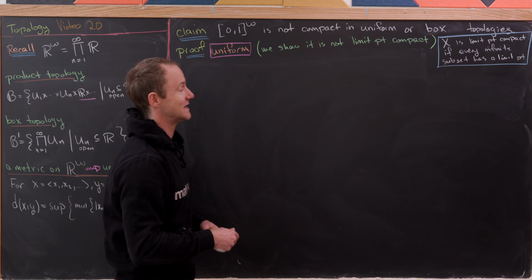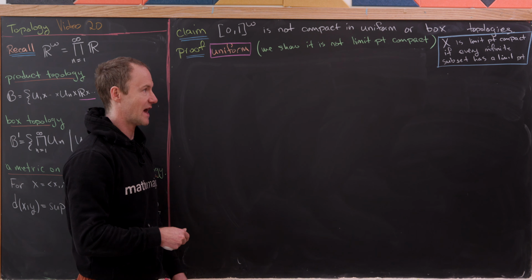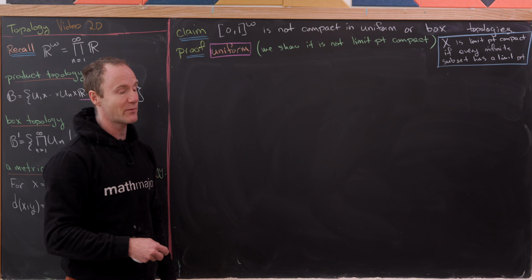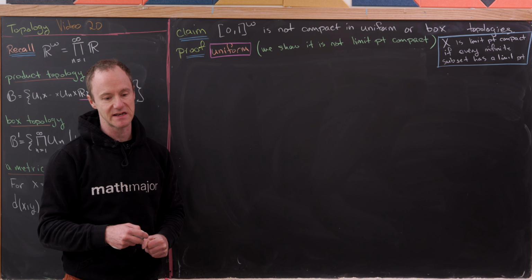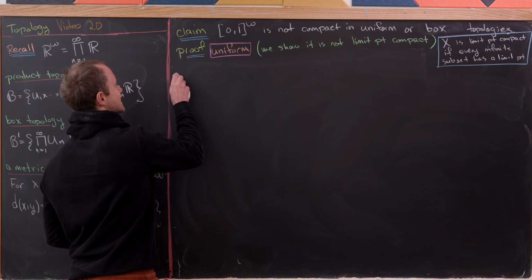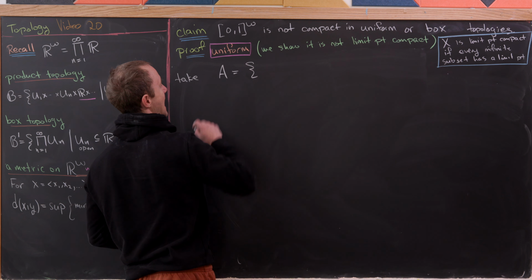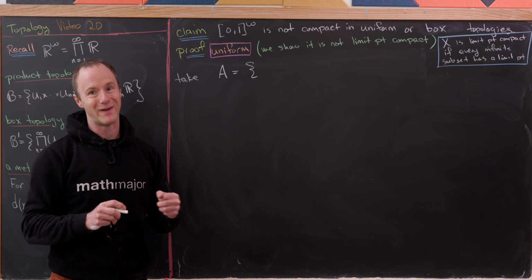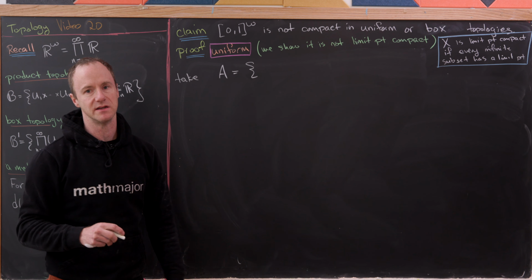So X is limit point compact if every infinite subset of X has a limit point. So to show that this is not limit point compact means that we need to find a carefully chosen infinite subset that has no limit point. So let's take our infinite subset and we'll call it A, and it'll be equal to, well, said very briefly, all binary sequences in R^omega, which are necessarily in [0,1]^omega.